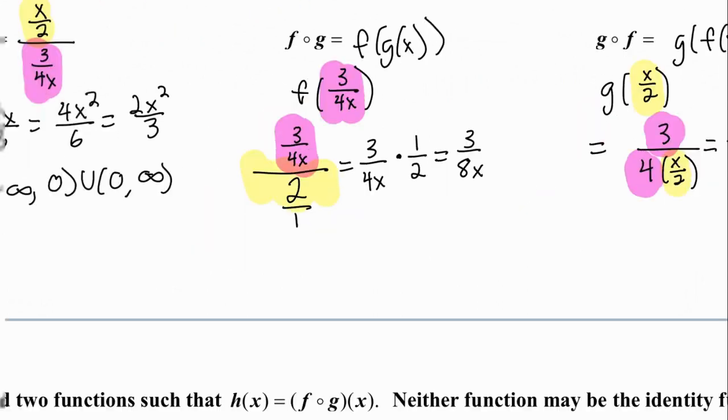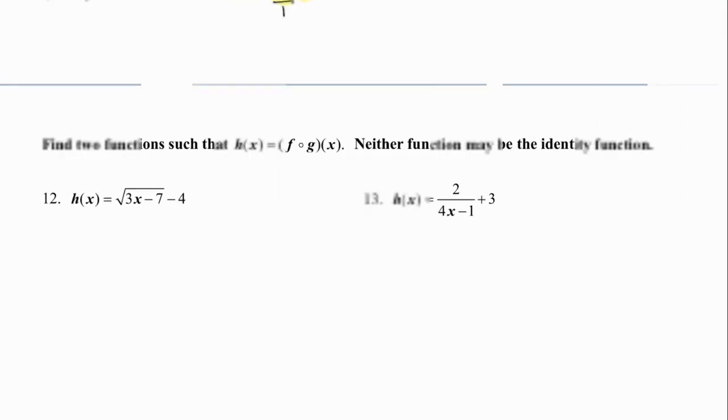Okay, so we got 2 more pieces. So we can also go the other direction. We can say find two functions such that h of x equals f of g of x. Neither function may be the identity function. So basically this means we're trying to find a composition. So we can go kind of the other direction. And there's more than one way to do this. So we want to work on the inside. So we're looking to find an inner function. We'll call that g of x.